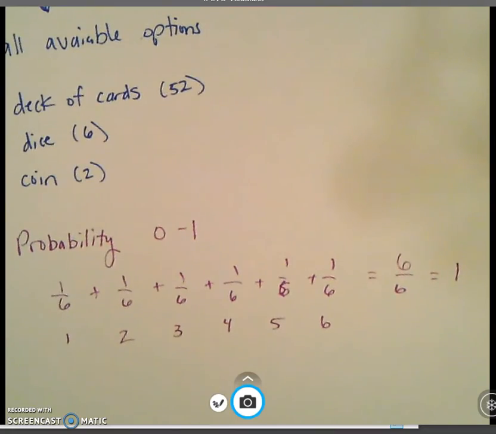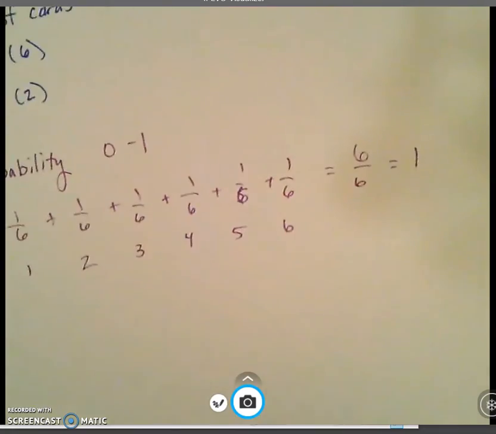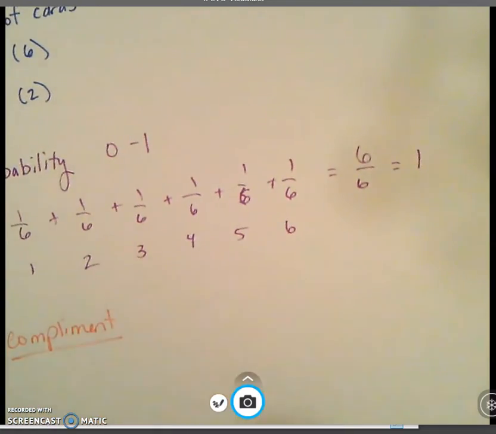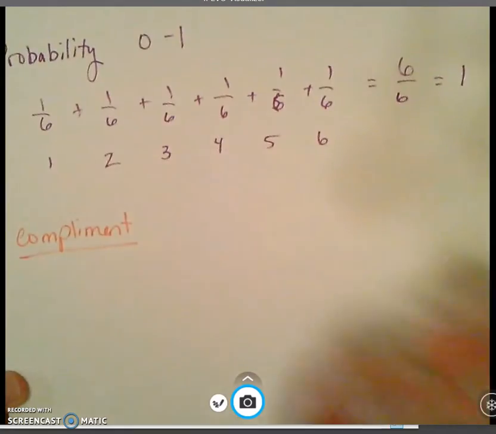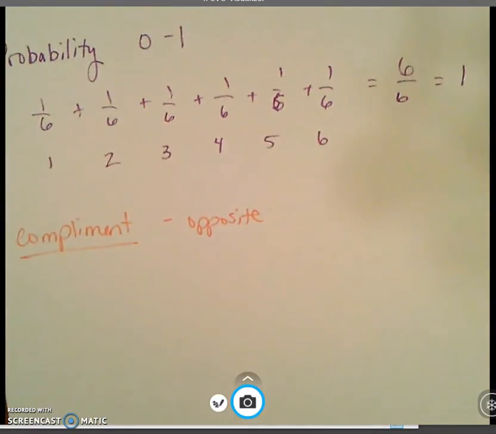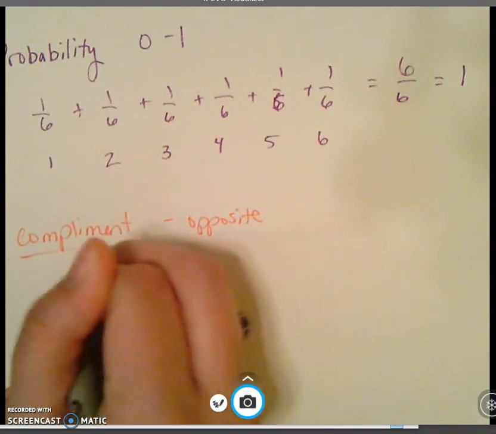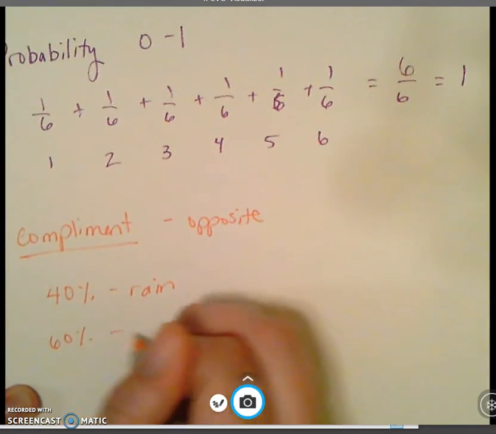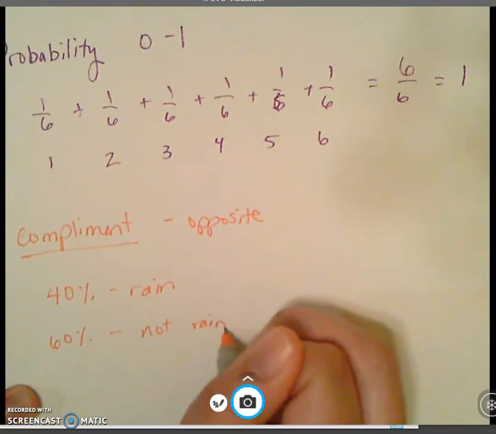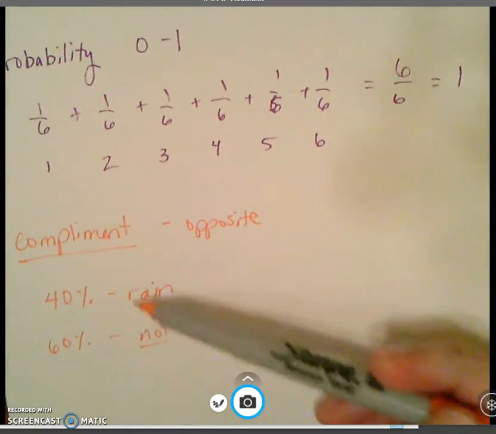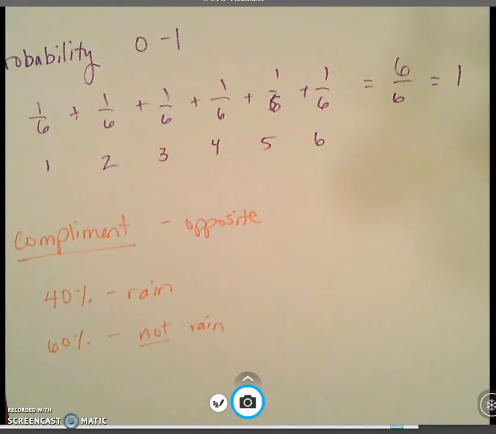It also goes on to talk about complement. Complement is doing the opposite. Pretty much, I always use rain for the example. If there is a 40% chance it's going to rain, that means there is a 60% chance it will not rain. The opposite of raining is not raining. Just so you know, both of these have to add up to 100 no matter what.